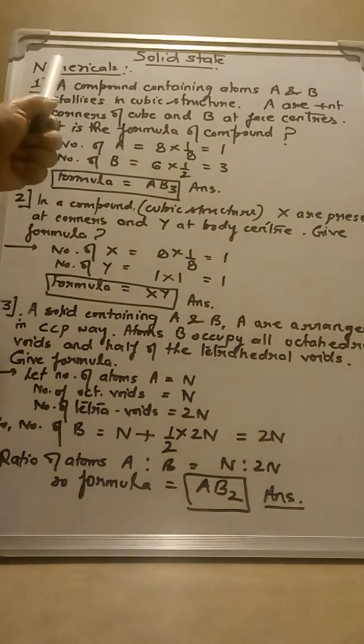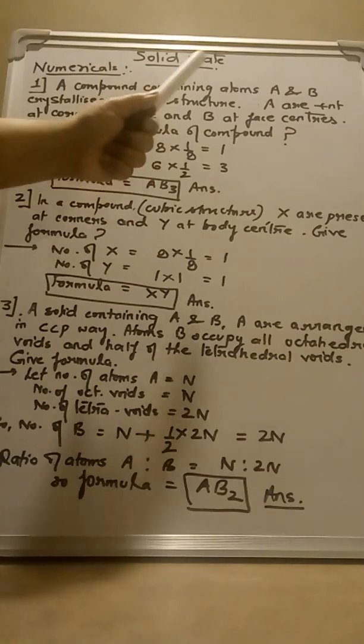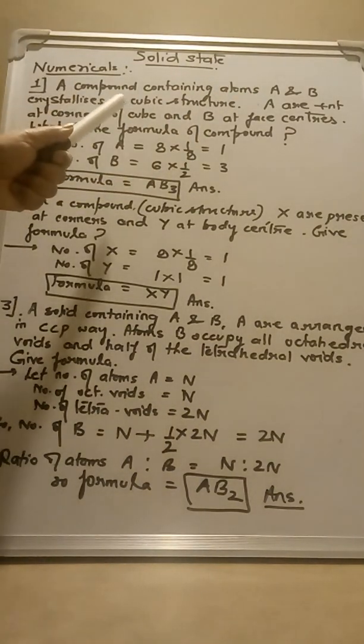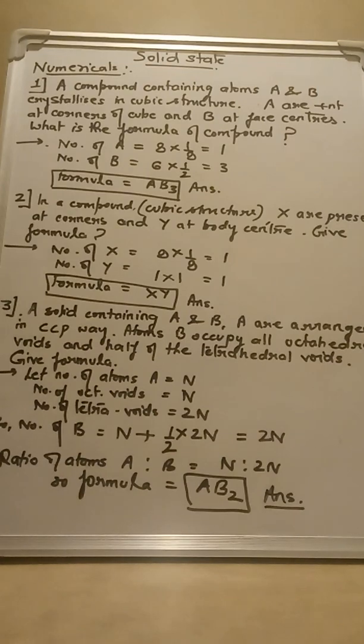The question is: a compound containing atoms A and B crystallizes in a cubic crystal structure. A are present at corners of the cube and B are present at face centers. What is the formula of the compound? The two elements A and B are there, and if we know the ratio of the atoms A and B, then we can write the formula of the compound. So what is the first step? First step is to find the number of the elements A and B in the compound, right?